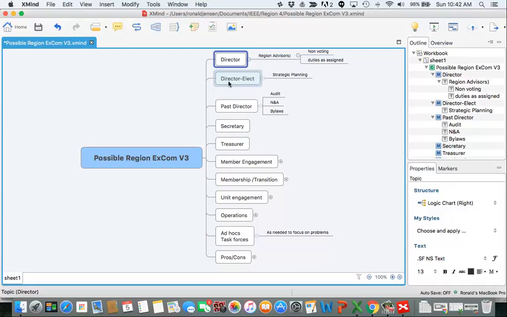Past director, there are several things that they are responsible for. They're responsible for audit, for NNA, and bylaws, and so those fit right into this discussion. Secretary, no changes really. Treasurer, no changes. They have their predetermined responsibilities that they need to make. But below that, we start getting into some real changes.